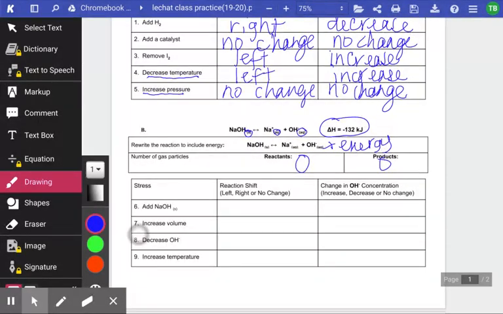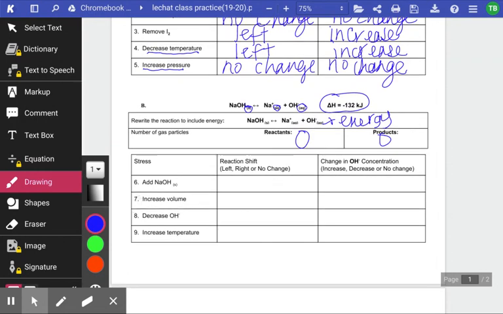Now going and looking at the stresses. Sodium hydroxide is the first stressor that we are doing, and that is a solid. As you recall from the notes, solids and liquids have constant concentration. They do not have variable concentration. Because of that, they will cause no shifts in equilibrium. So when you add a solid or a liquid, it's always going to be no change, no change.